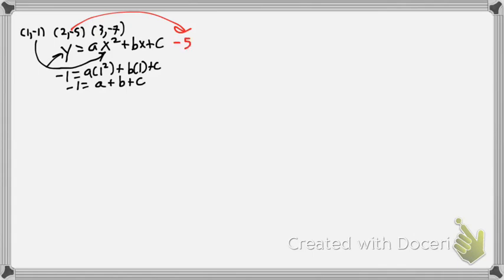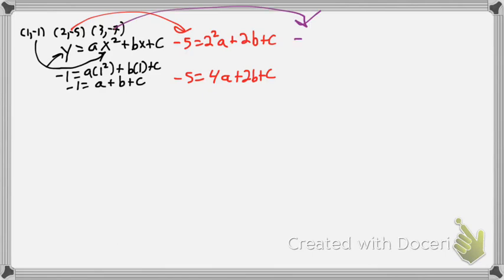Do the same thing with 2, -5. So -5, that's my y, equals a times 2 squared plus b times 2 plus c. So it's going to give me -5 equals 4a plus 2b plus c. And finally, I'm going to do it with 3, -7. So all I did on this first step was plug in each of the points for x and y. So I have -7 equals 9a plus 3b plus c.